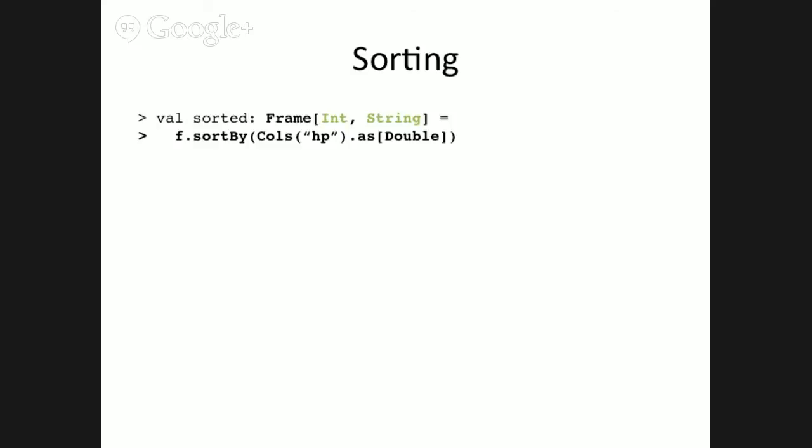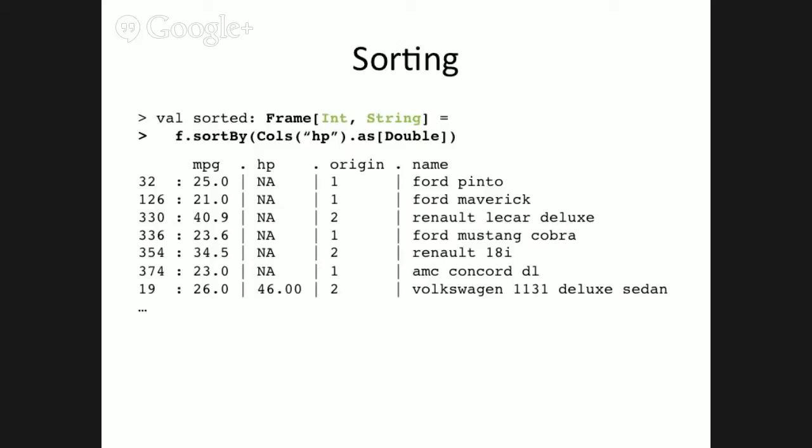So the first one's obviously just sorting. You quite often want to sort things, so when you get them back out as a series, you have the order. So you sort by, which just takes columns. In this case, the horsepower is a double and we sort by that. You can see here, it's put all the NAs first. So we have like 6 cars that don't have any horsepower value, and then we go on from there.